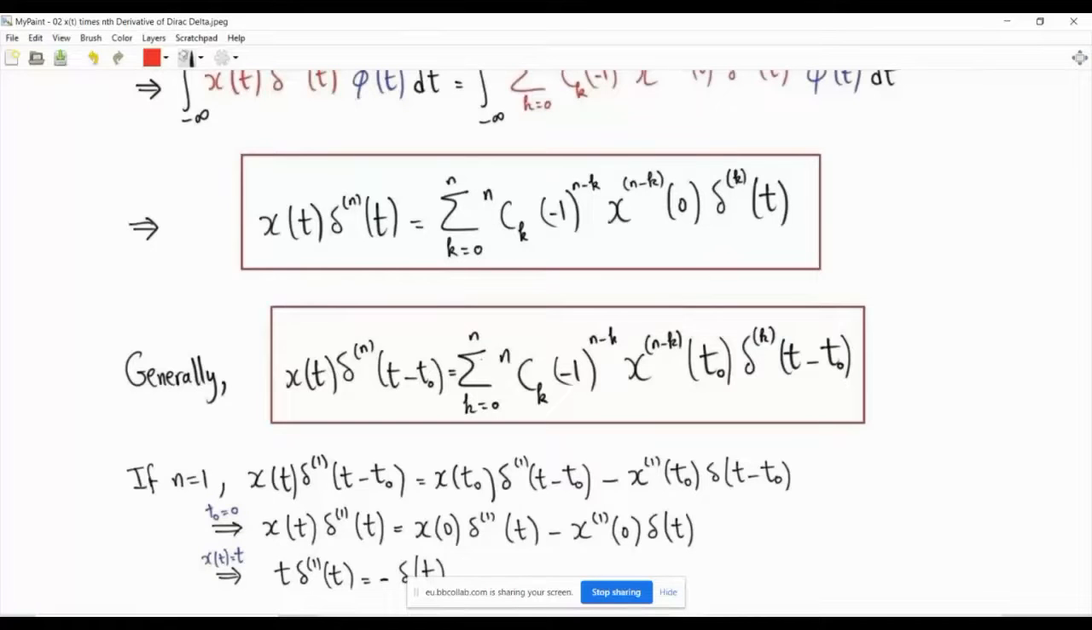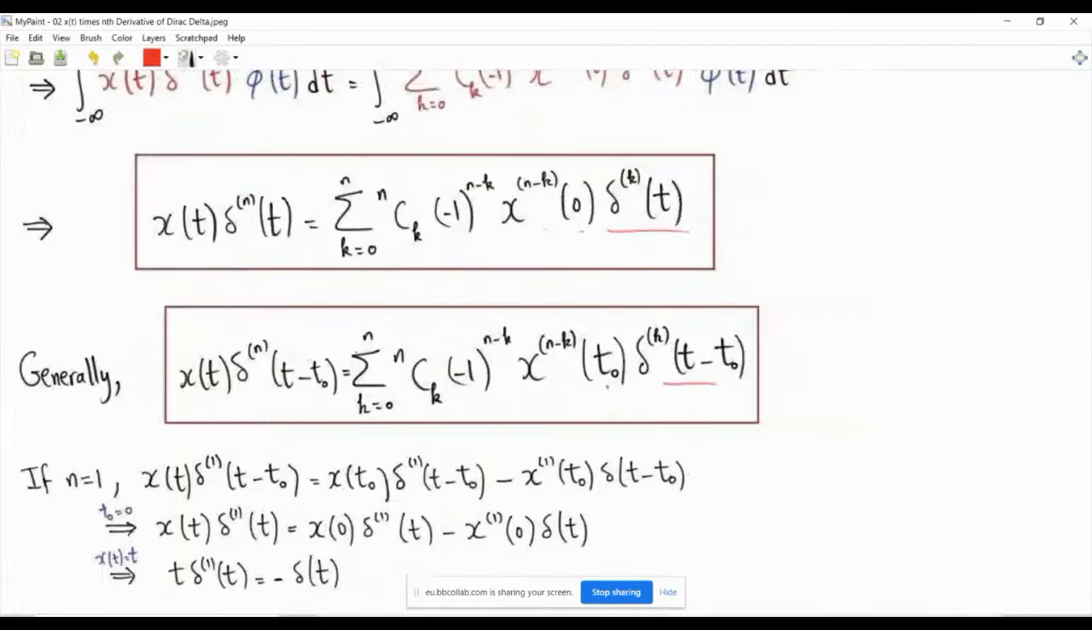Okay, and basically the same will apply if you add a shift here. Rather than having this derivative evaluated at t equals 0, it will be evaluated at t0, and the argument of those Dirac deltas will not be t, it will generally be t minus t0. This is the general formula if you have a function that is multiplied by a derivative of a Dirac delta, and now things are in terms of a sum, and this sum will involve the Dirac delta and its derivatives up to the nth derivative.